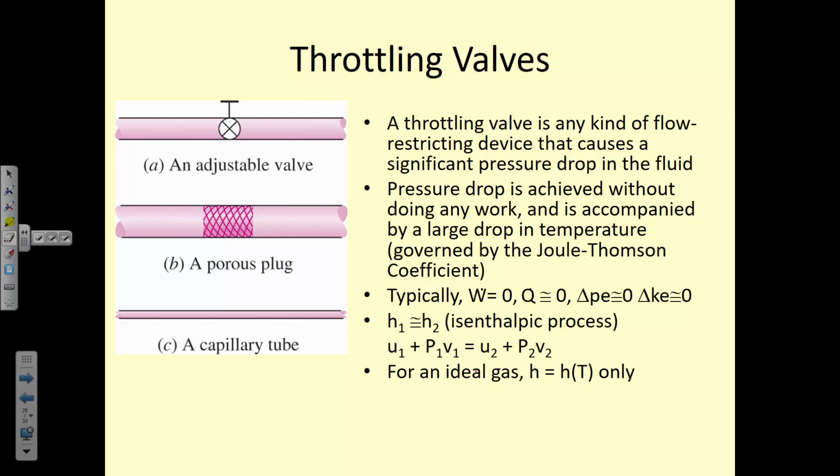Throttling valves can be any kind of valve that is restricting the flow. It causes a significant pressure drop in the fluid without having to input any work. This is used very often in refrigeration cycles. So you have a compressor and then you have a throttling valve, which allows you to decrease the pressure of the fluid. Usually there's no work involved. Sometimes there's also a little pump that brings it to the throttling valve, but usually not. Heat transfer is often negligible, so are kinetic and potential energies. So this is called an isenthalpic process, meaning that H1 is equal to H2.